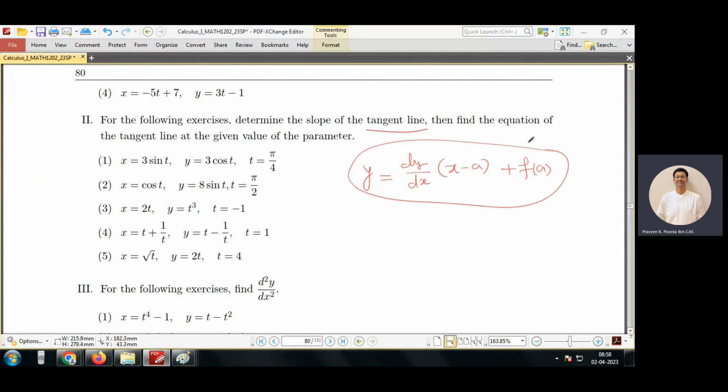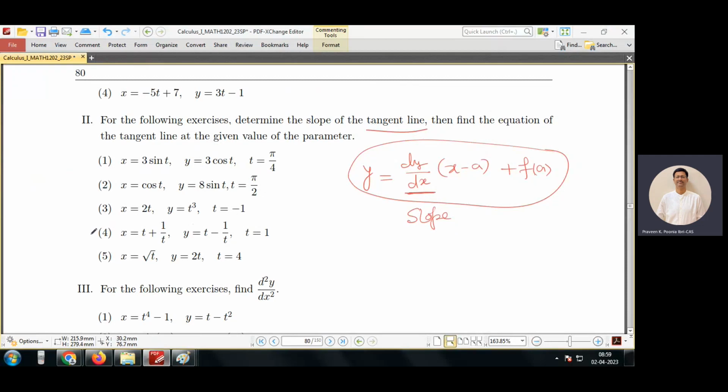So the formula is the same, a is the same, f(a) is the same. Only what we need to find is dy by dx. What is dy by dx? Dy by dx is the slope, if you remember. So we need to find the slope here and then find the answer. So let us solve one question here.